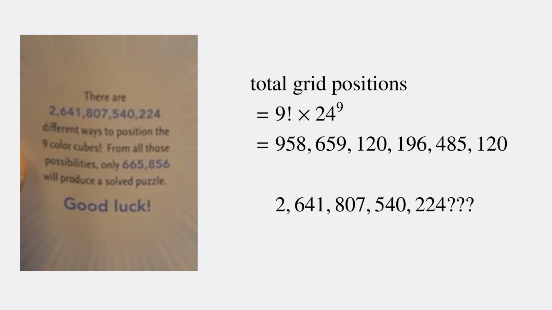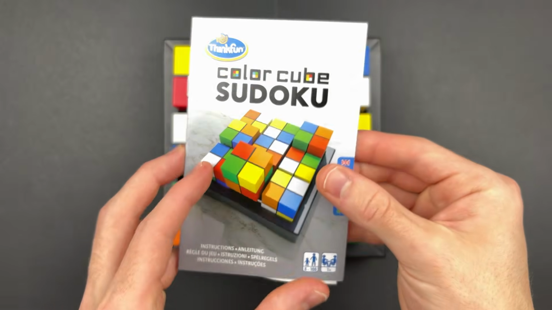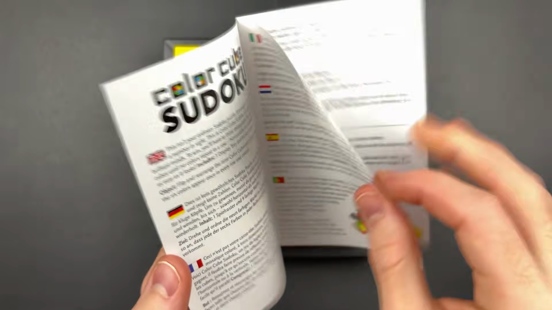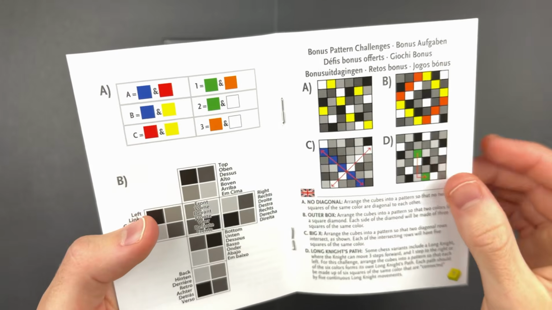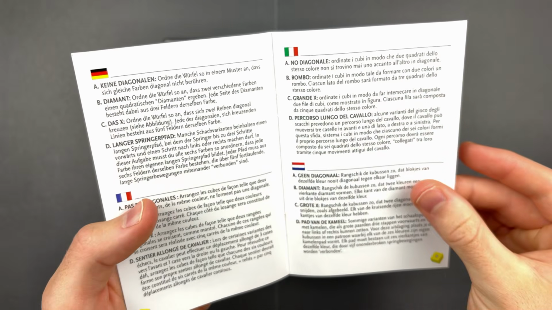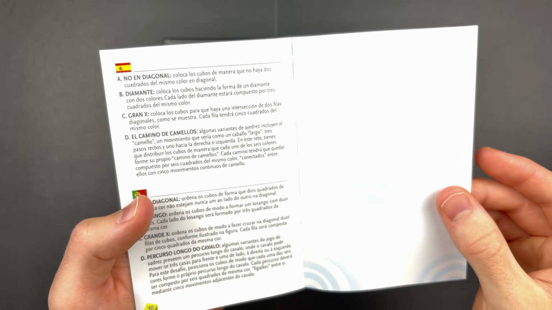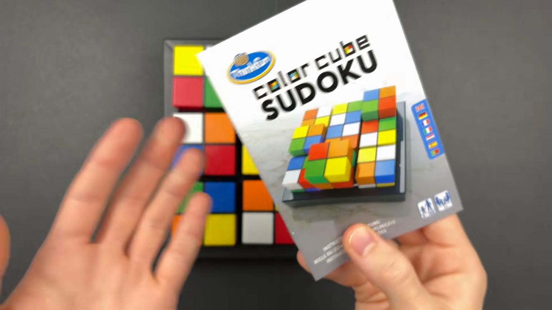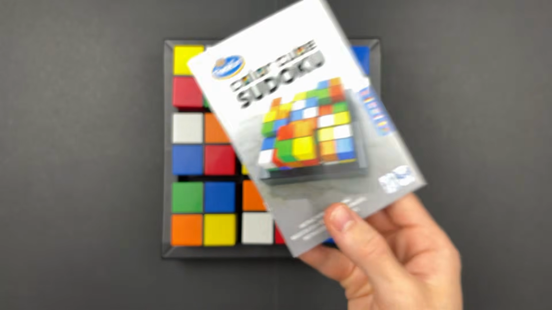This 2.6 trillion number is actually just 24 to the 9, which means the designer forgot that the cubes can be reordered, apparently. Now, my manual doesn't have this page, so maybe what happened is that someone at ThinkFun realized that this bigger number was incorrect, but rather than correct it, they just removed all references to this number and the exact number of solutions got cut with it. I think this says a lot about our society.